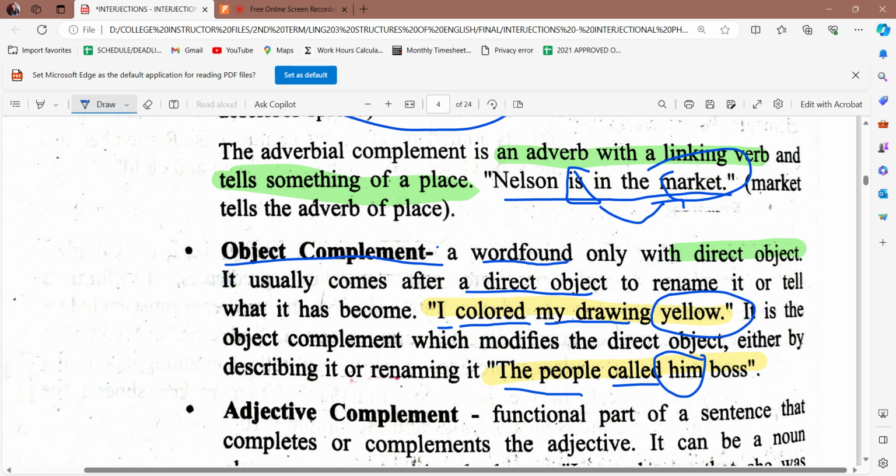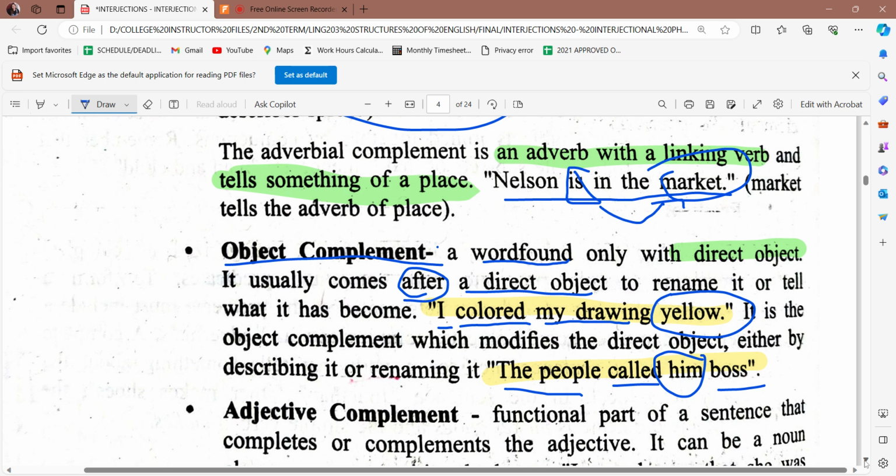And take note ha, it is now easy to look for the object complement because again, going back to the definition above, a direct object or object complement usually comes after pagkahuman sa direct object. Now, how are we going to identify the direct object in the sentence? Okay, the word boss because it describes or renames the direct object. Alright? I hope that you understand. Alright? Question so far? Wala?